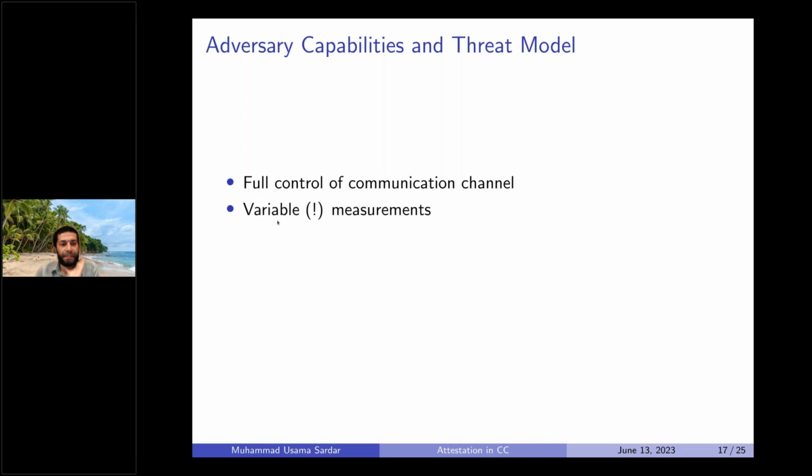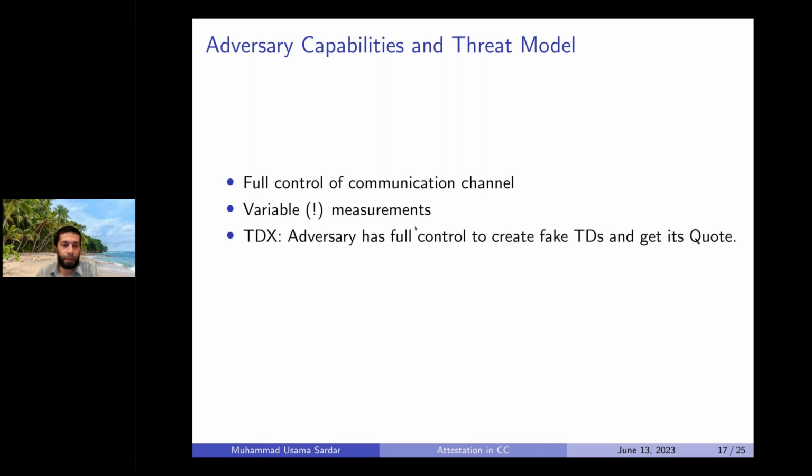And as I said in the beginning, the measurements from the attester in the previous works were used as constants. In our work now, we have them as variables, and this leads to a very strong threat model where the adversary can actually now change the measurements.